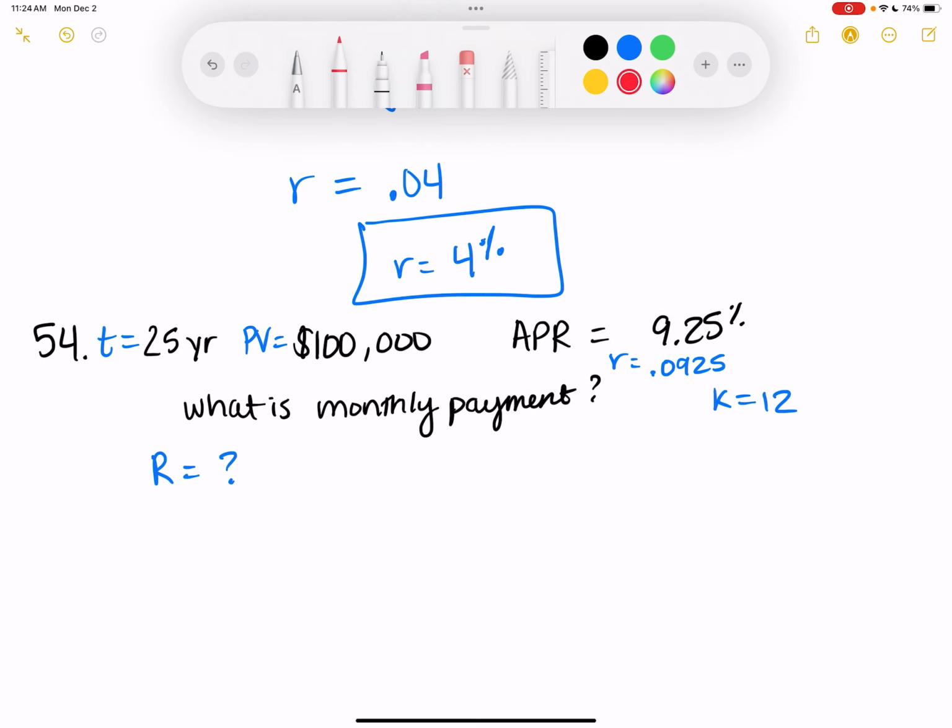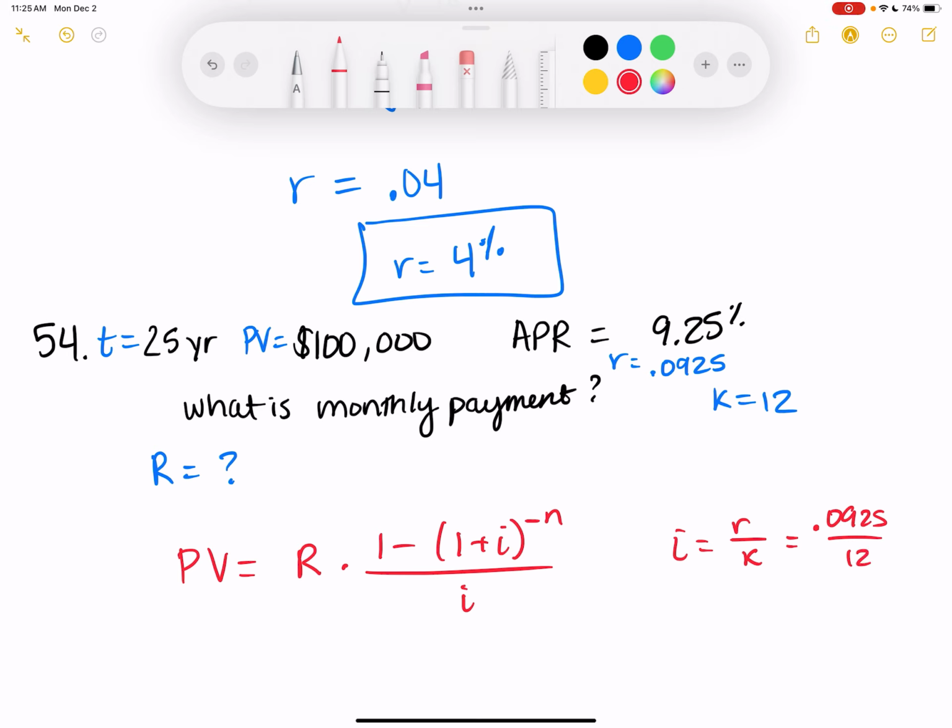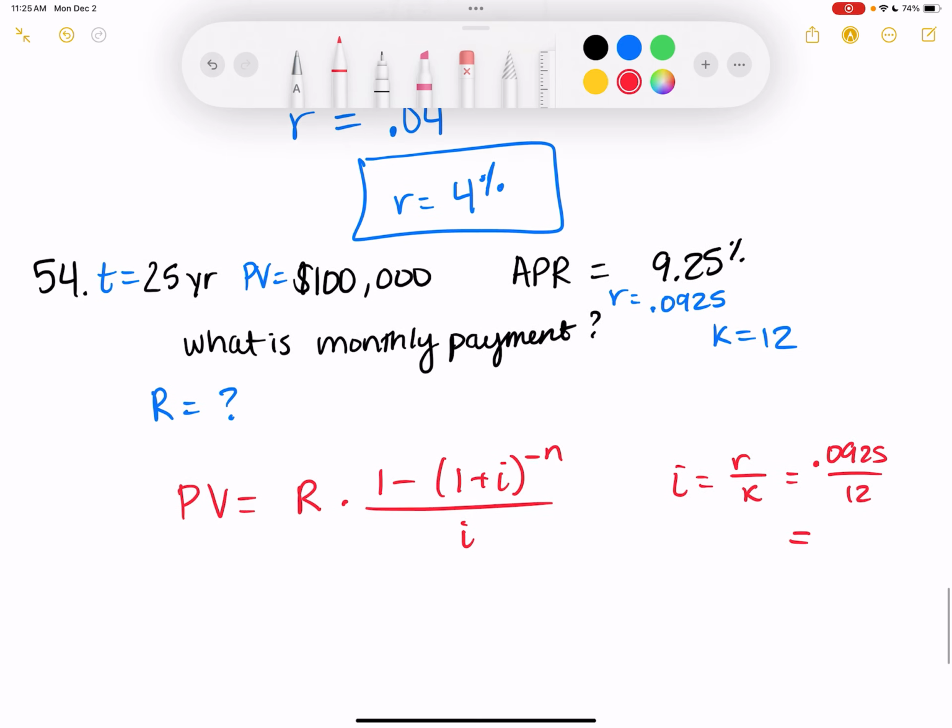So present value equals R times 1 minus, in parentheses, 1 plus I, raised to the negative n, over I. I is equal to R over K, which is 0.0925 over 12 in this case. Somebody can say what that's going to be equal to. And n is equal to T times K, which is 12 times 25. So that should be 300. Somebody have what I is equal to? 0.008.